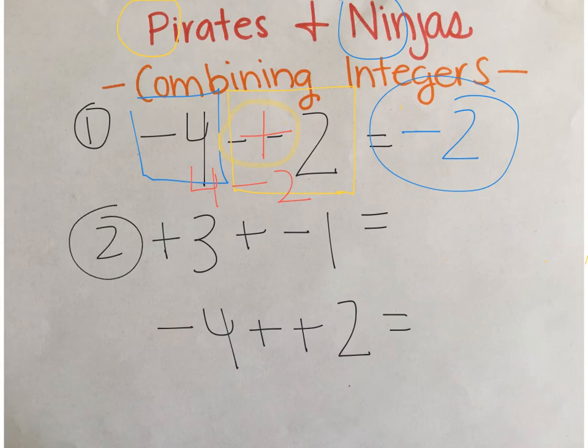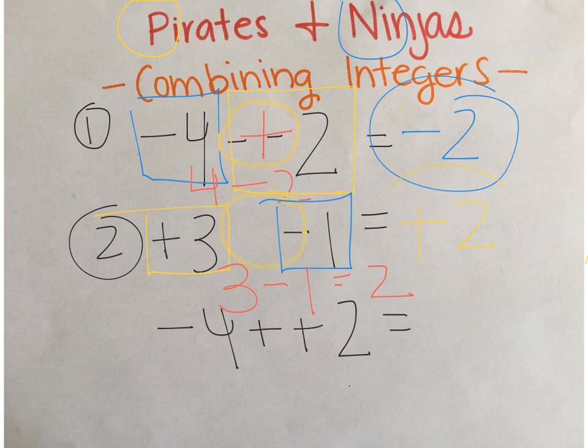Let's look at number 2. I have a +3 plus a -1. Well, I've got 2 terms in the center. I need to get rid of 1. Whenever I have a positive and a negative, I will erase or get rid of my positive sign and keep my negative. So now, if I'm boxing, I have a +3 and a -1. 3 pirates and 1 ninja. So my pirates are more, so I'm going to have a positive number. That means I'm going to do 3 minus 1 is equal to 2. I will have 2 pirates left over.